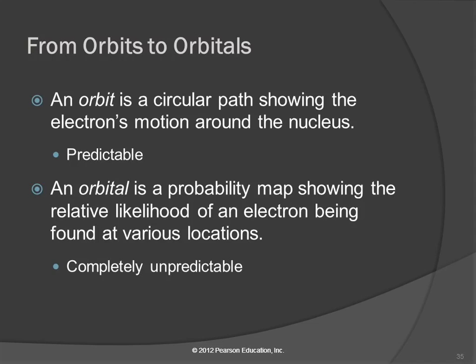So an orbit is a circular path showing the electron's motion around the nucleus. And that's why the Bohr model just makes more sense to us, because we can visualize it. An orbit is predictable. An orbital, in the quantum mechanical model, is a probability map. And it just shows relative likelihood of an electron being in a certain volume, in a certain space. And it's completely unpredictable exactly where that electron is.